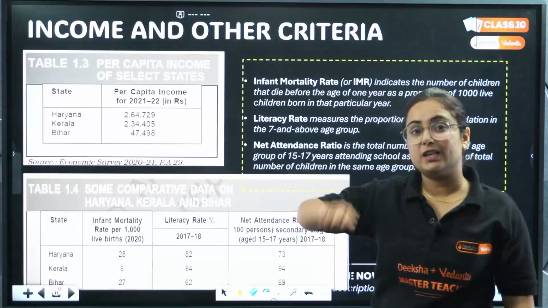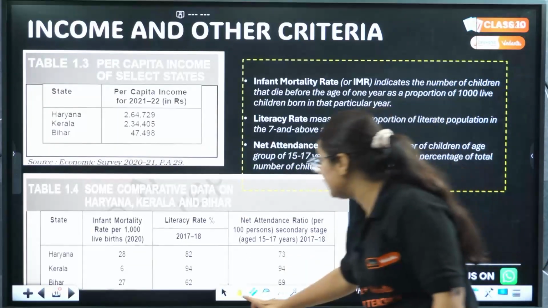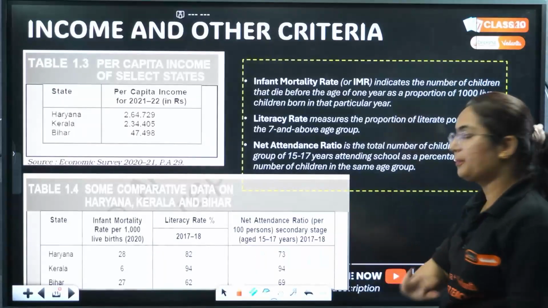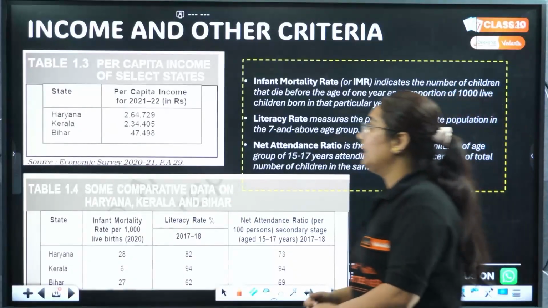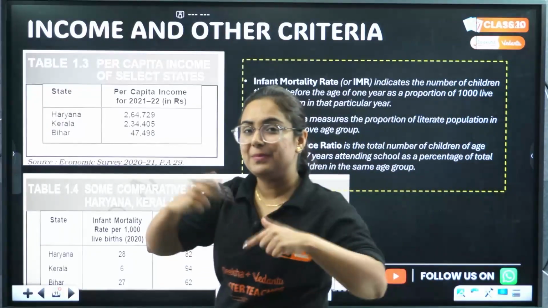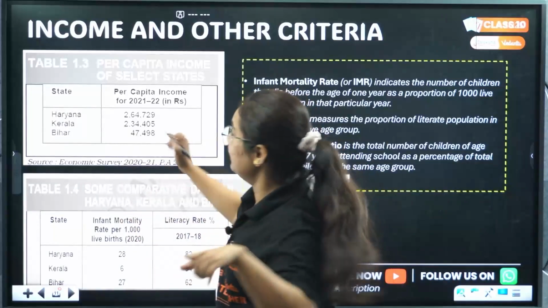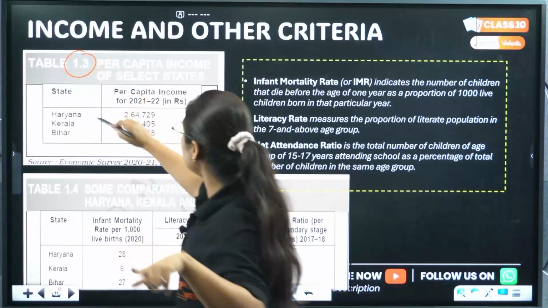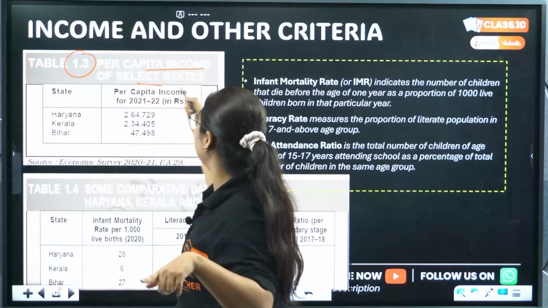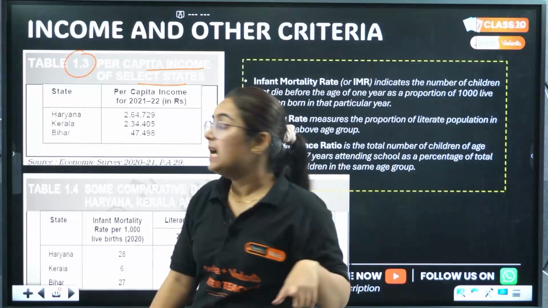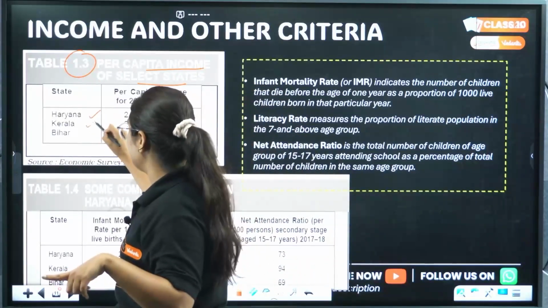And this will be clear to you by these tables again that are given in your book. Here, within a country, we are comparing different states. In table 1.3, the per capita income of some selected states of the country is given. The states are Haryana, Kerala and Bihar.